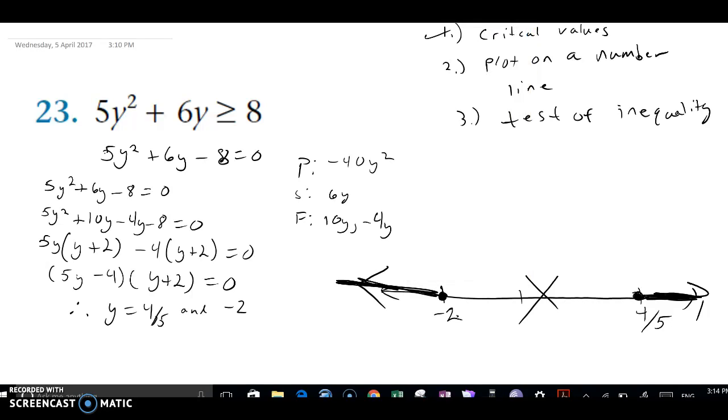Let's interpret this into our actual answer. If that is the case, that means that y is greater than or equal to 4/5, but less than or equal to negative 2. And that would be the solution to this inequation.